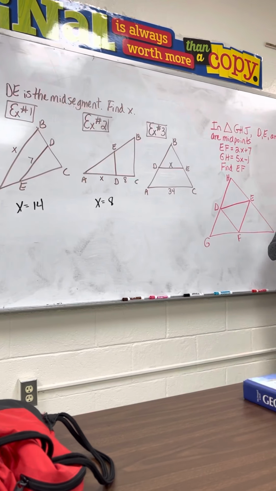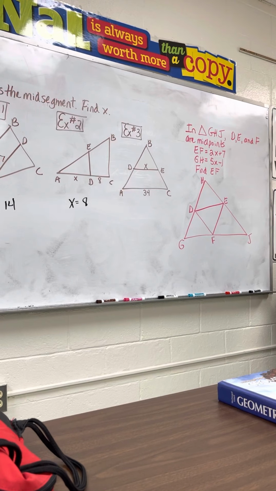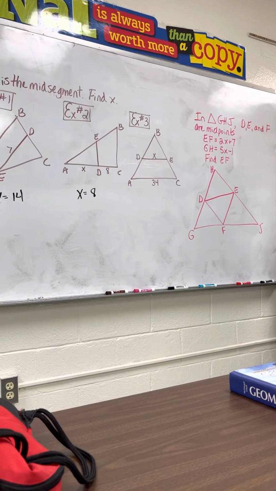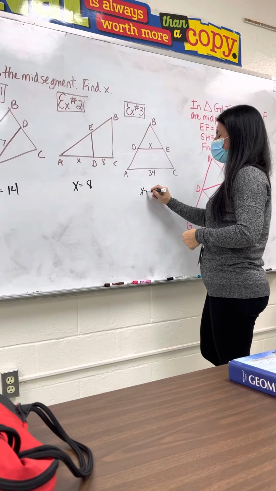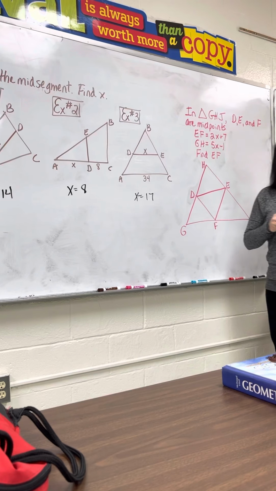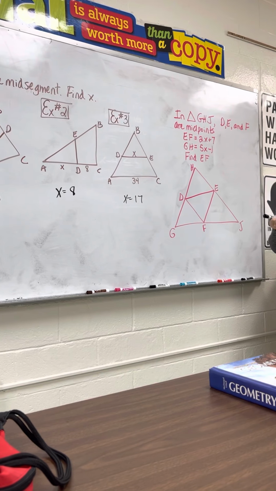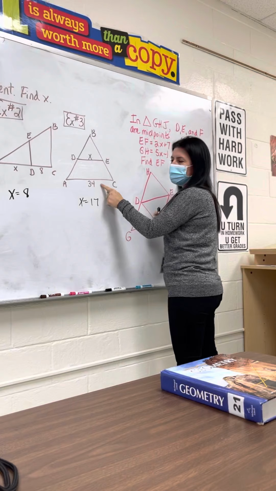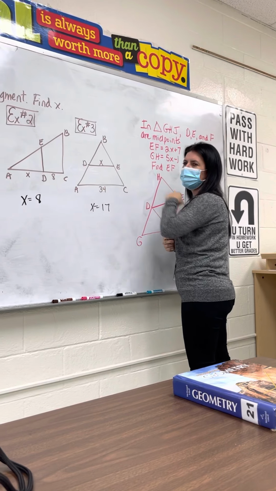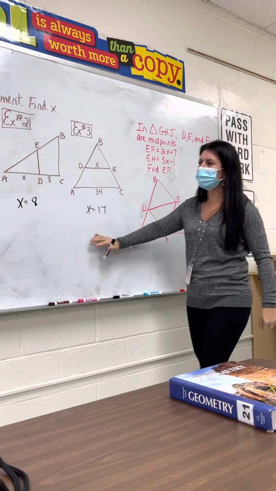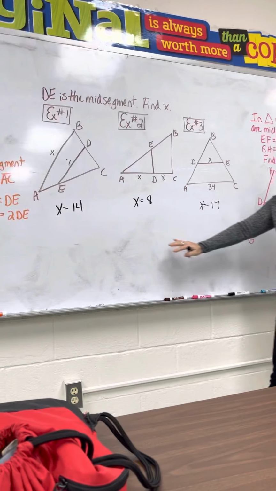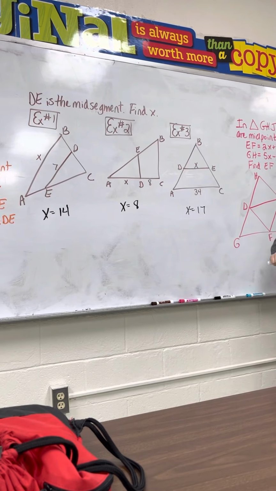How about example 3? What's X? Peyton? 17. Good. Why? Because it's half of what's on the bottom, so 34 divided by 2 is 17. There you go. This is half of this, so 34 divided by 2 gives me X of 17. Okay, so these are 3 scenarios of things that I want you to understand with our midsegment. Those are pretty easy ones.